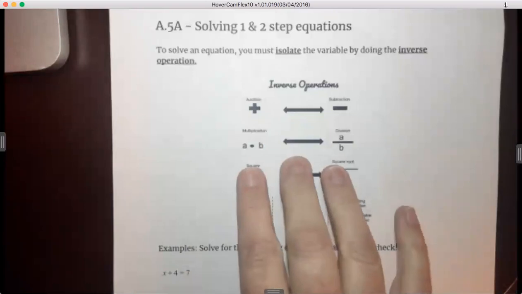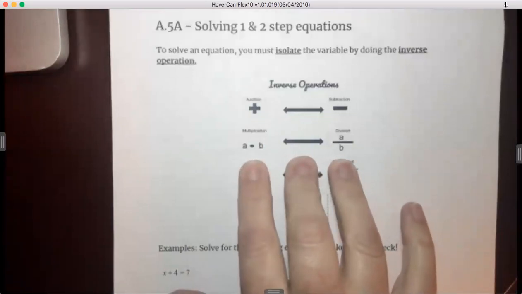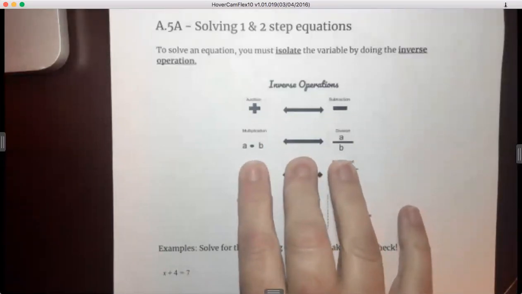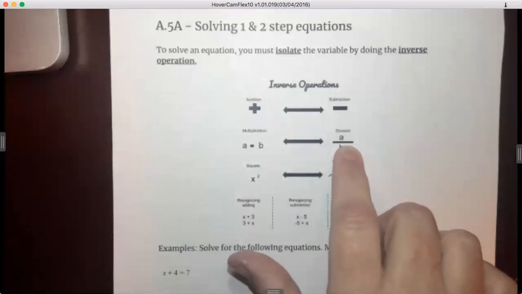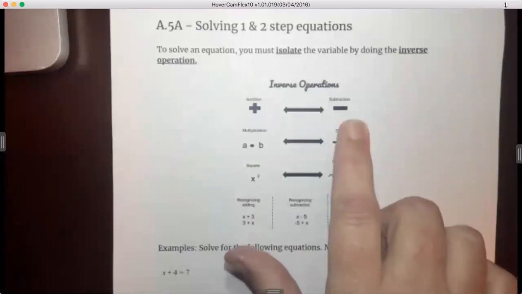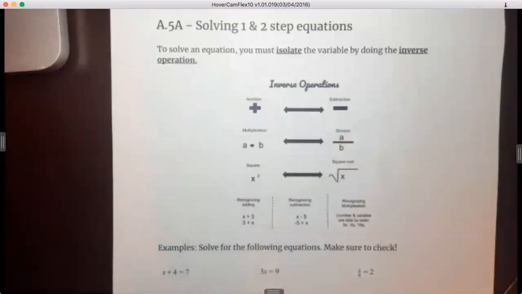Now this one we are not using right now. We will learn that later. So right now we're going to concentrate on addition, subtraction, multiplication and division. This sign is a division sign. It is also a fraction bar, but it is the exact same thing. A divided by B. It's not just a fraction. It means that it's being divided.